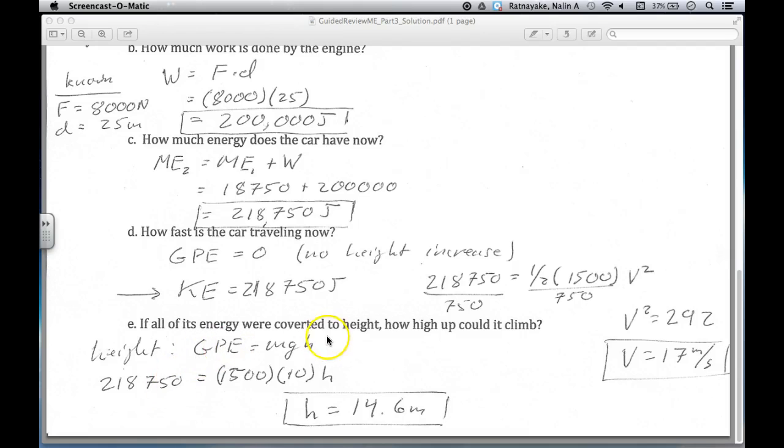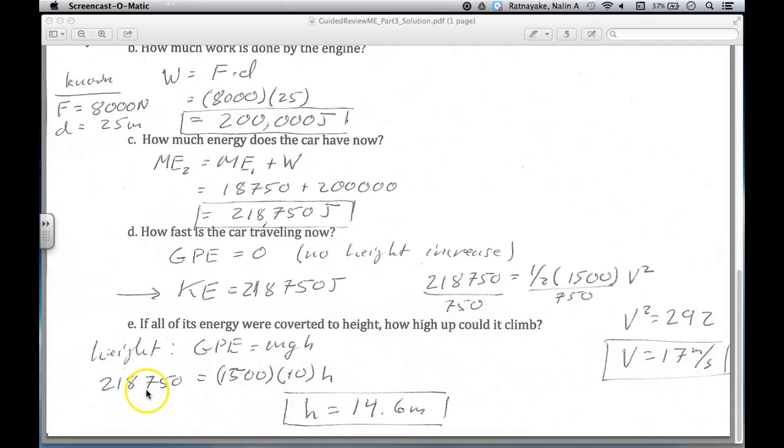So I'm actually just going to assume that I spent all this energy on GPE. My GPE is 218,750 joules. How much height can I buy with that much energy? Well, mgh is 1500 times 10 times h. I'm going to leave h as a variable because I don't know what it is yet. And we can multiply 1500 times 10, which gives you 15,000. Divide out 15,000 on both sides.